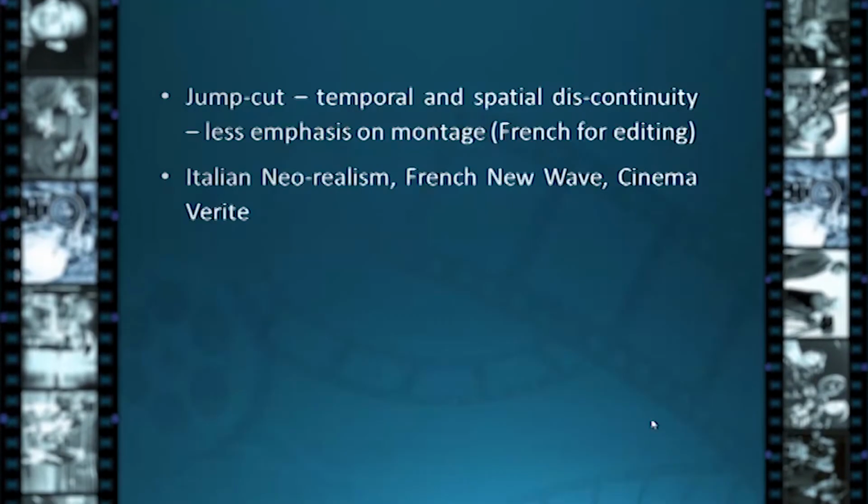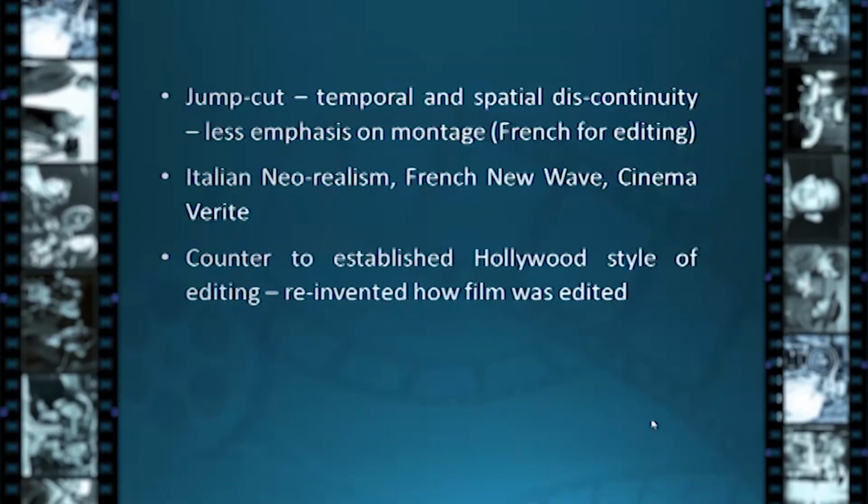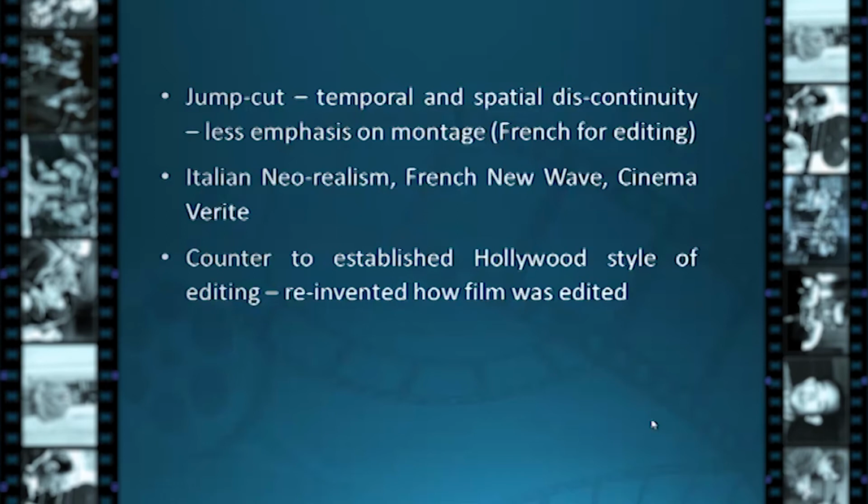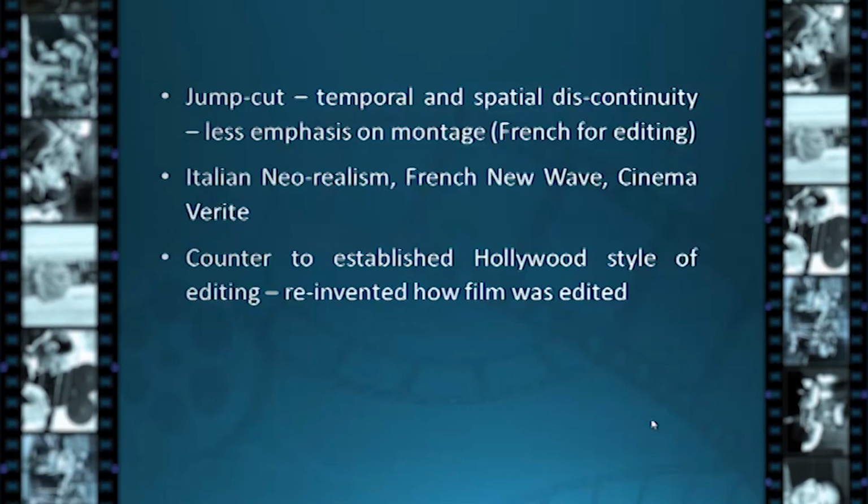A lot of other film movements also developed around the same time that focused less on the American narrative style, and focused more on telling the grim reality, or trying to tell what reality is. So there were the Italian neorealism. You also have, of course, the French New Wave and cinema verite. All of these movements countered the established Hollywood style of editing. They reinvented how film was edited. It was completely in opposition to what the Americans were doing.